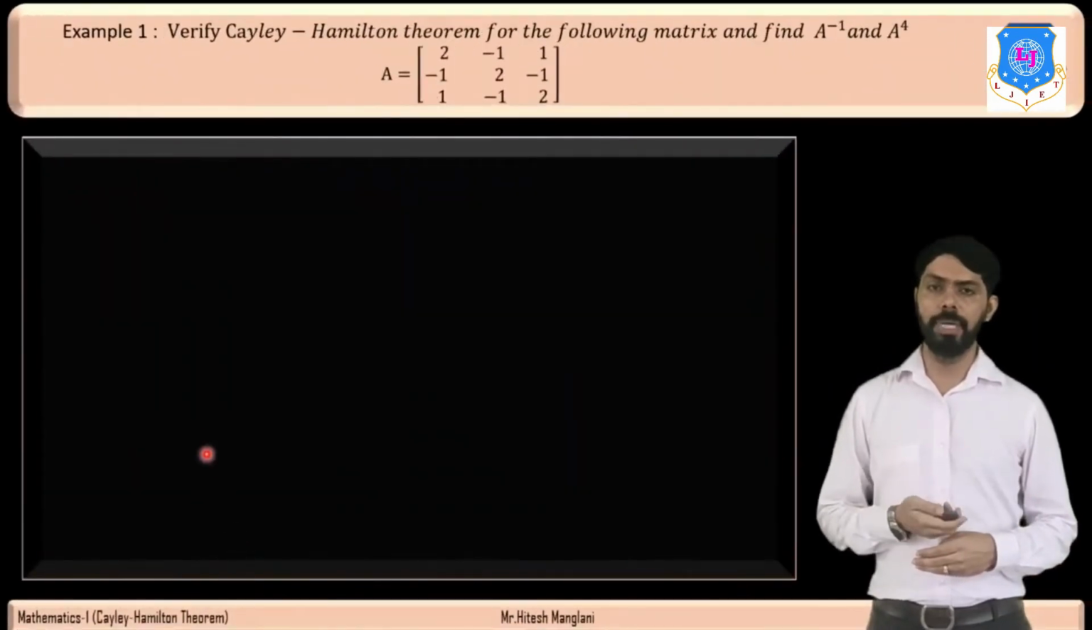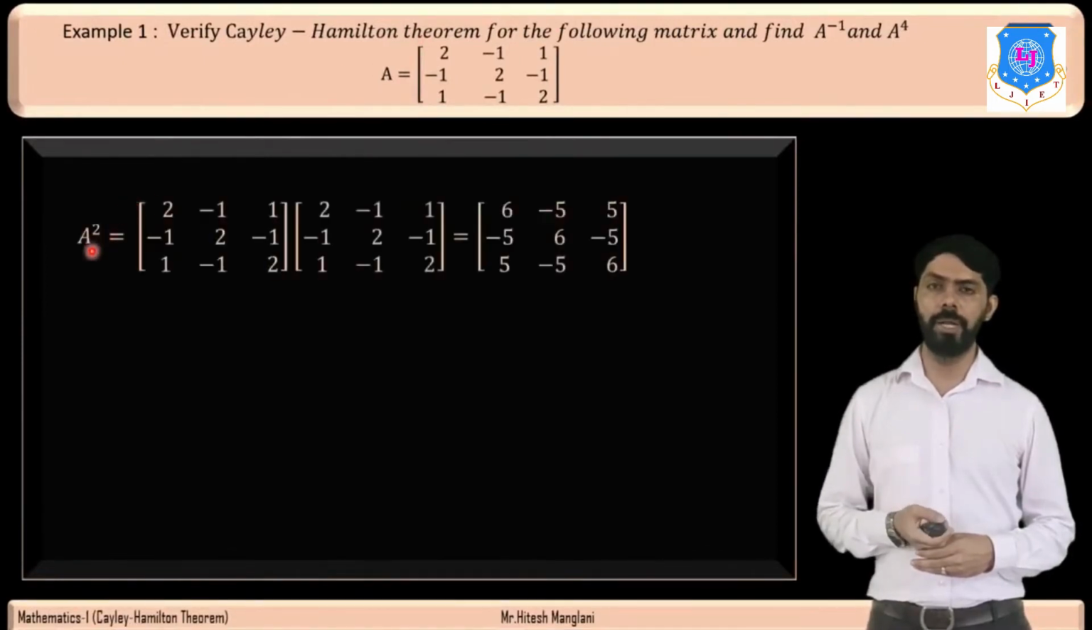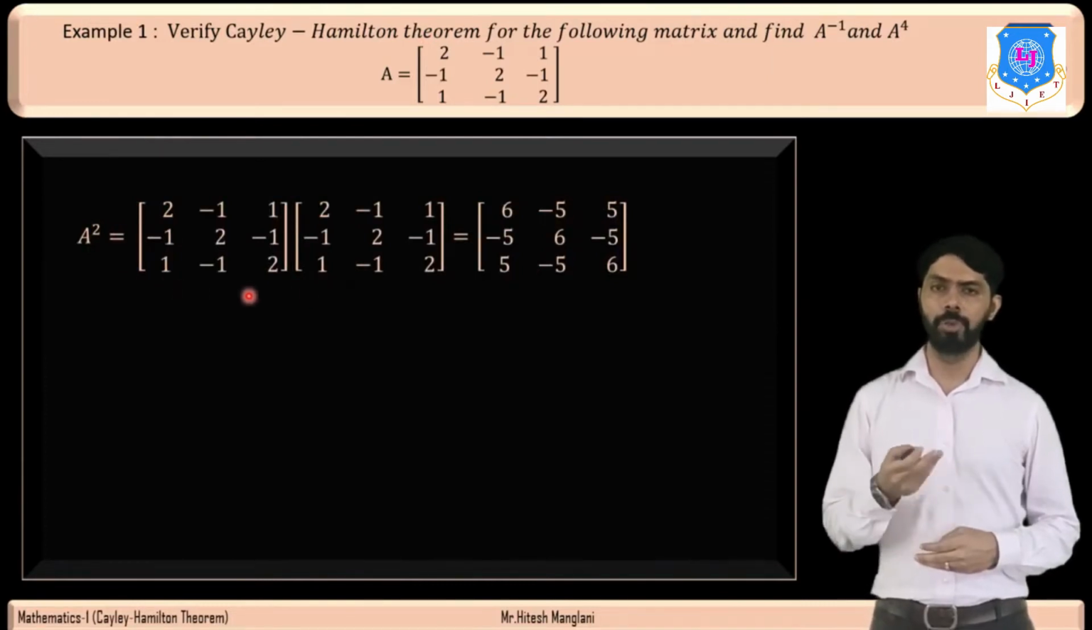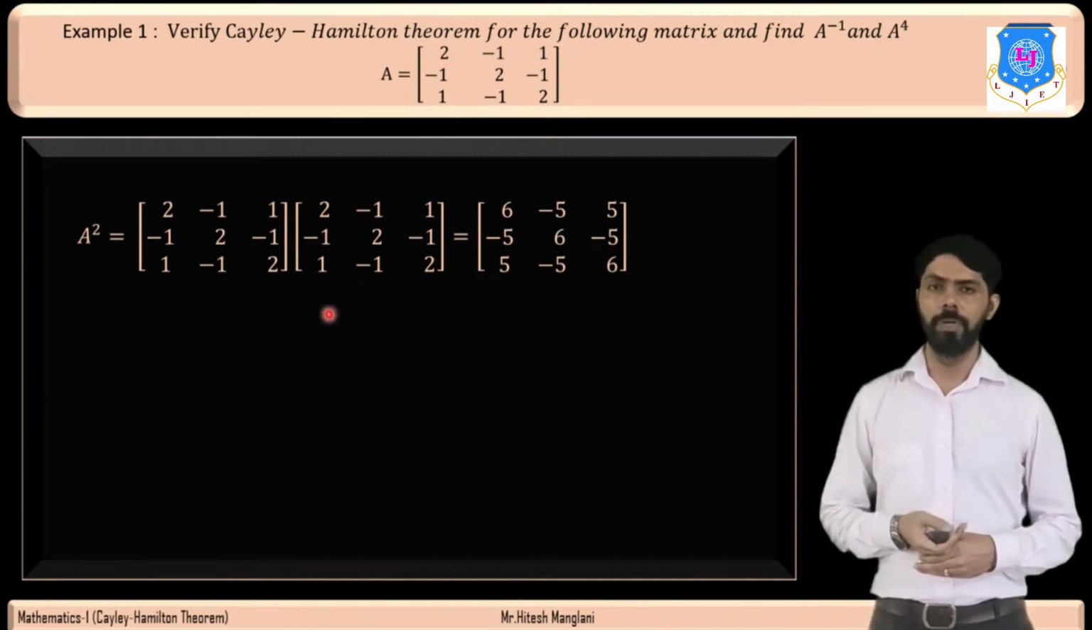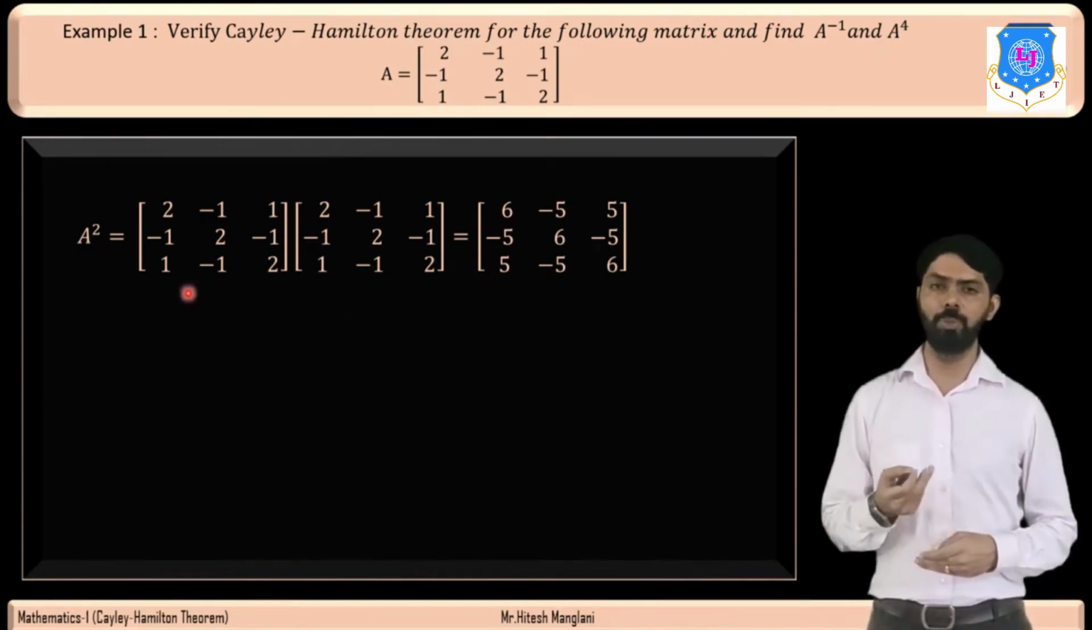Now, as we have to verify Cayley-Hamilton theorem, for that we will have to find A square. A square is given by A into A. So we will multiply matrix A with itself. If we multiply these two matrices, it will be [6, -5, 5; -5, 6, -5; 5, -5, 6].